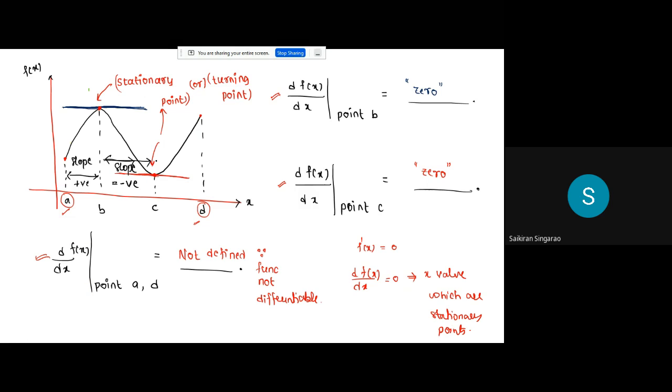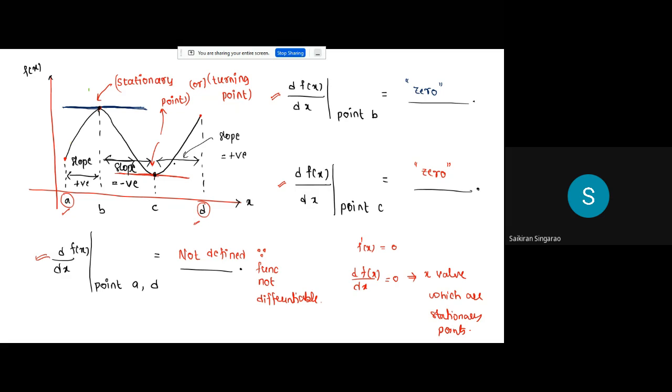What will be the slope in this range? Can anyone tell me? Positive. Why positive? Because any tangent you draw will definitely make an acute angle. That's why it will be positive, right? Now, did you understand why these points are called stationary points, or why these points are called turning points?